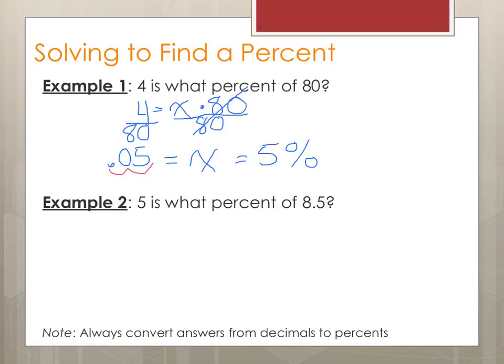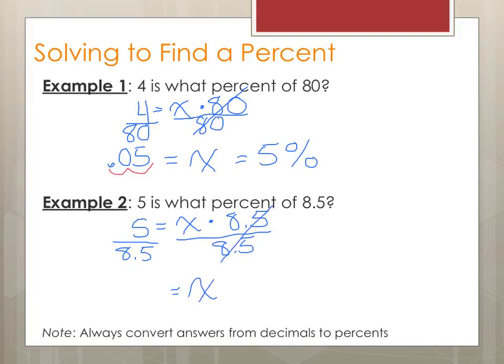Example 2: 5 is what percent of 8.5? So 5 is x of 8.5. Again, to isolate x, I'm going to divide both sides by 8.5. Those will cancel and I'll be left with x. And then 5 divided by 8.5 is, I'm going to round this to 0.588.